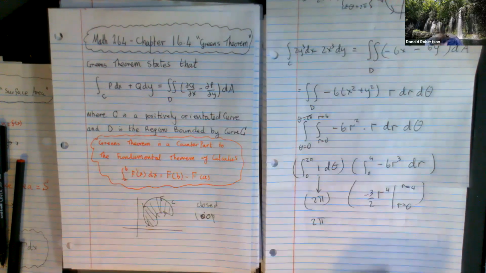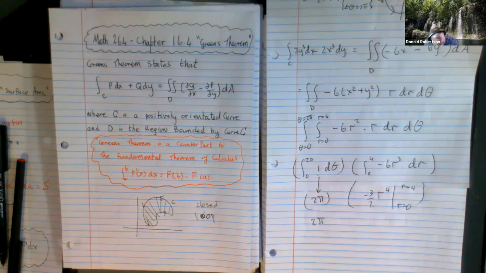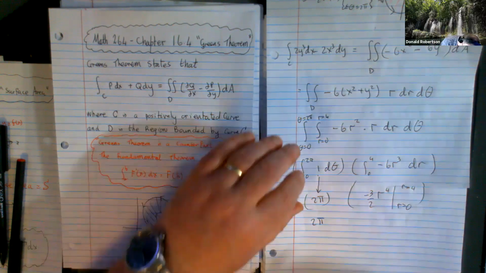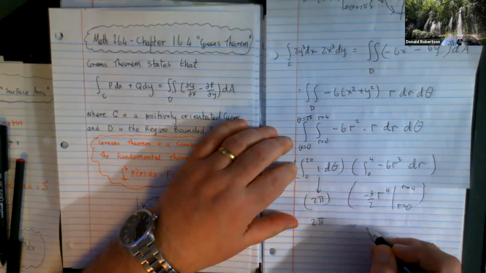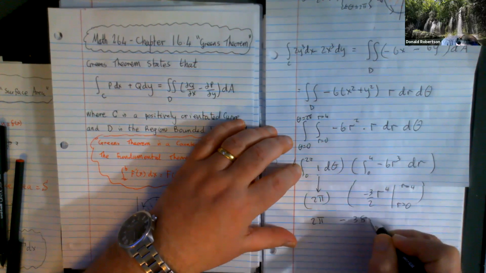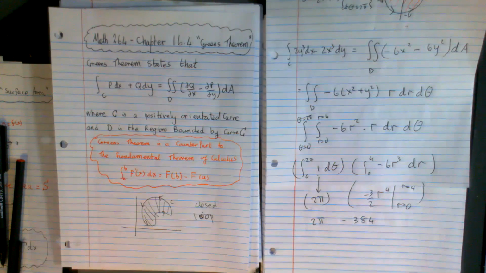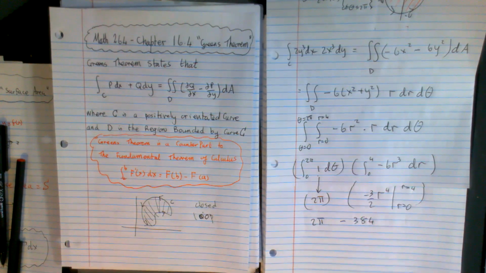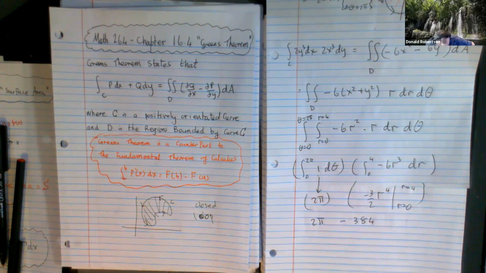4, 16, 256, 128, 384. Take away 384. Very good. Was it right? Yes. Good. Whew, okay.